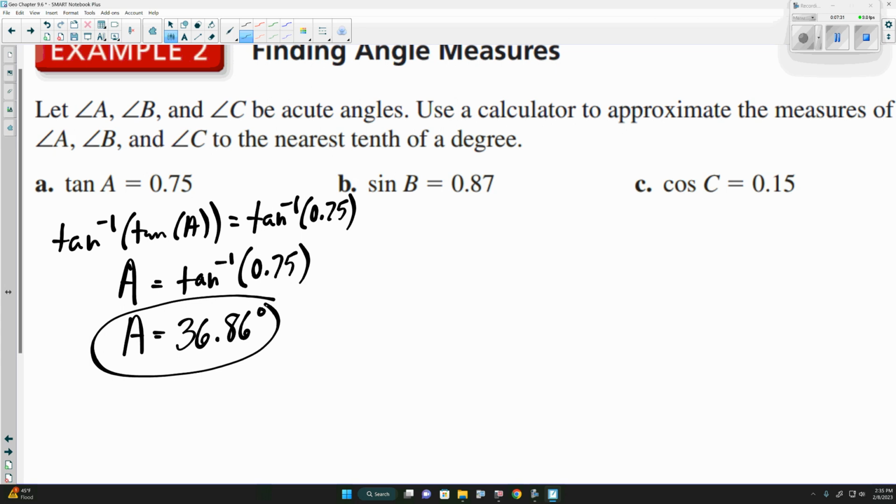Round to the nearest tenth, which would be 36.9. Questions on this so far?